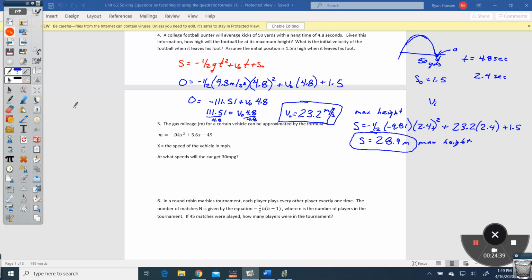So that's all that we're supposed to do for that question. We're supposed to find the initial velocity and the maximum height.